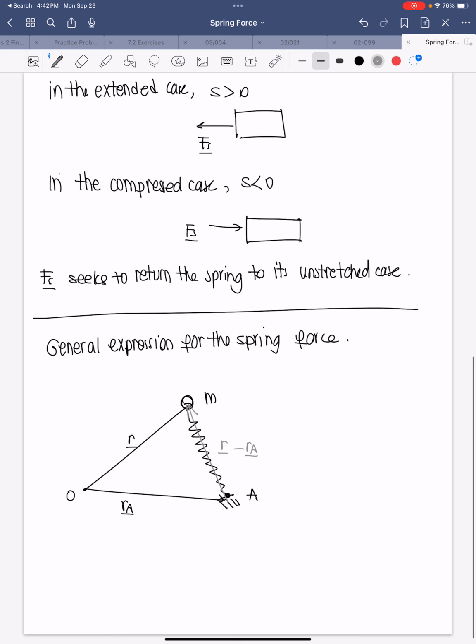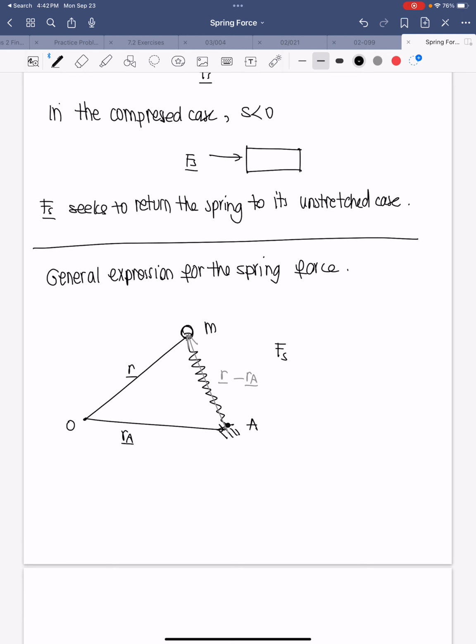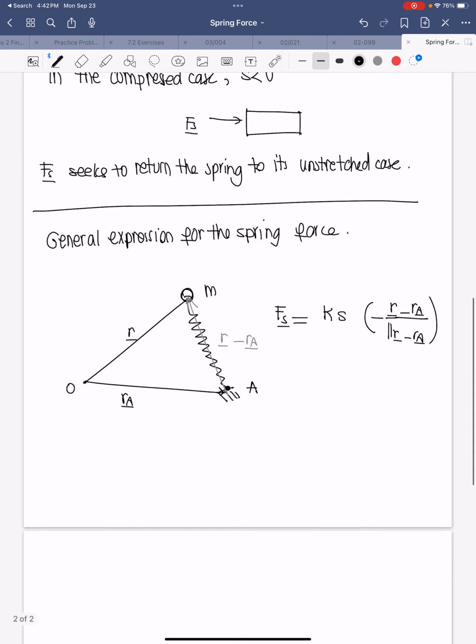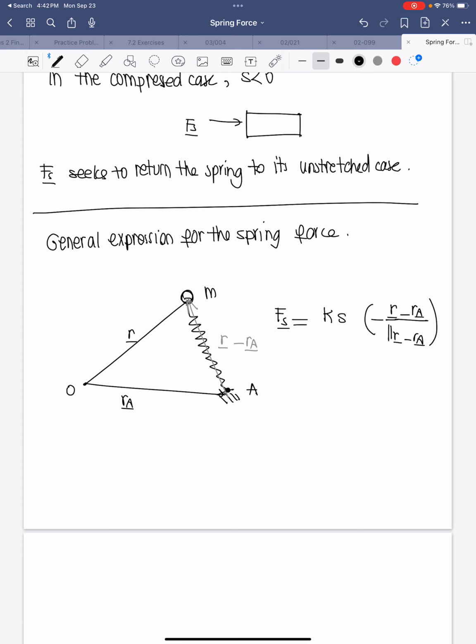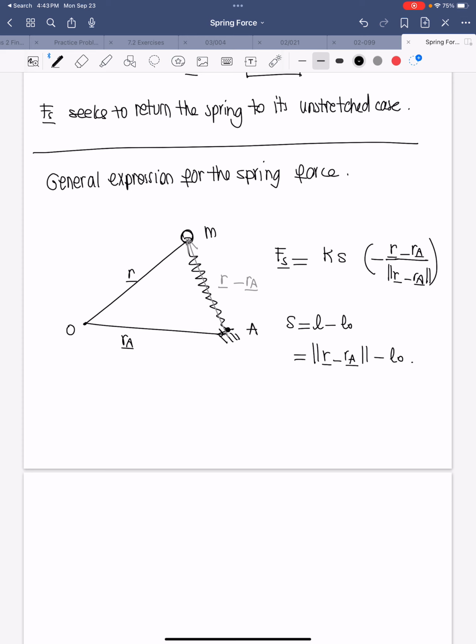So the spring force is directed along r minus Ra, but I'll add a minus sign. We're gonna see why. And it's proportional to the stretch. So K is the constant of proportionality, the spring constant, and S is the stretch. So S is L minus L0, current length minus initial length, and L is just the magnitude of r minus Ra. When the magnitude of r minus Ra is greater than L0, the spring is extended.